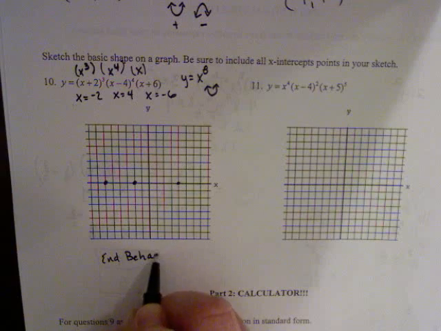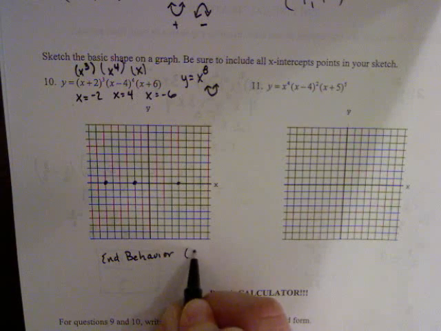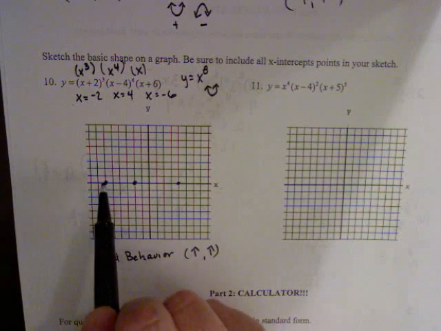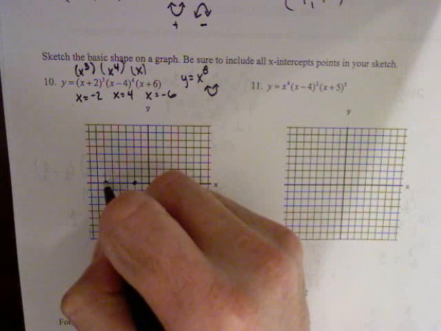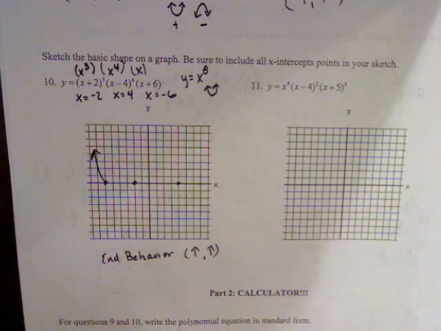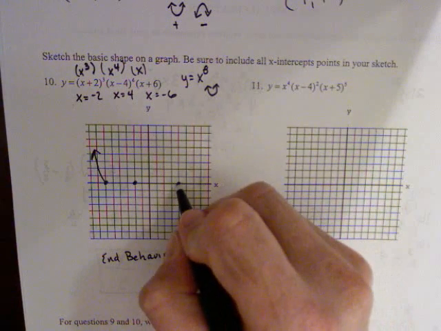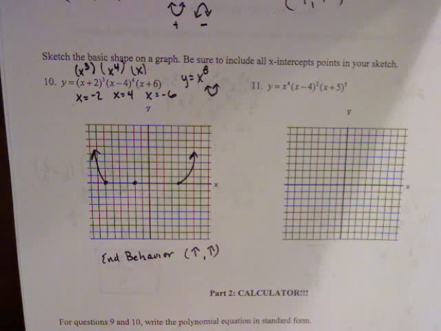Our end behavior is up. That means from the farthest 0 to the left, it's going to be coming up off of that 0. So we can sketch that first. And this one will also be going up, so we can sketch that second.